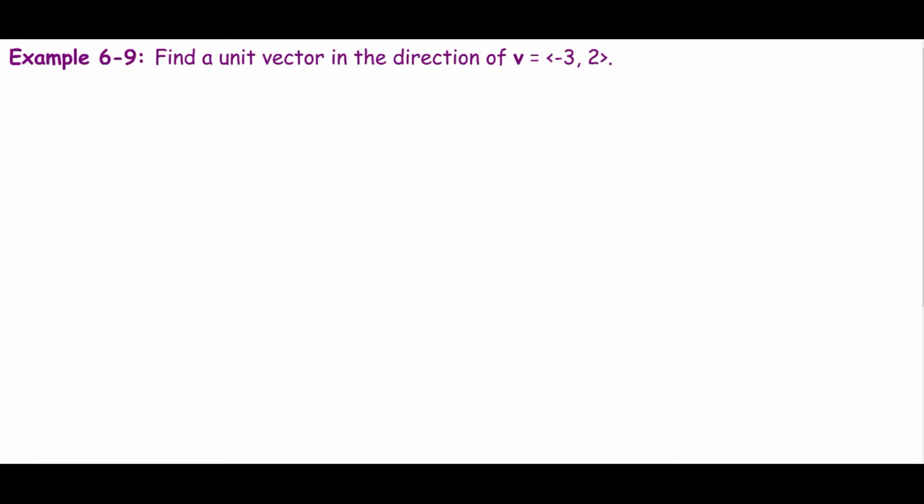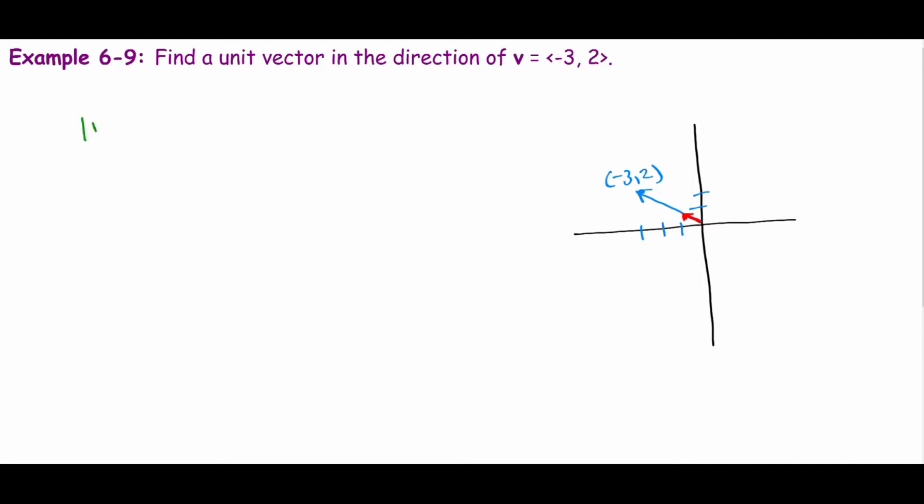So let's take a look at an example here. We want to find the unit vector in the direction of vector v, which is given in component form as -3, 2. If we visualize this vector for a minute, this would be the vector -3, 2. What we want to do is come up with a vector along that same directed line segment that has a length of 1.